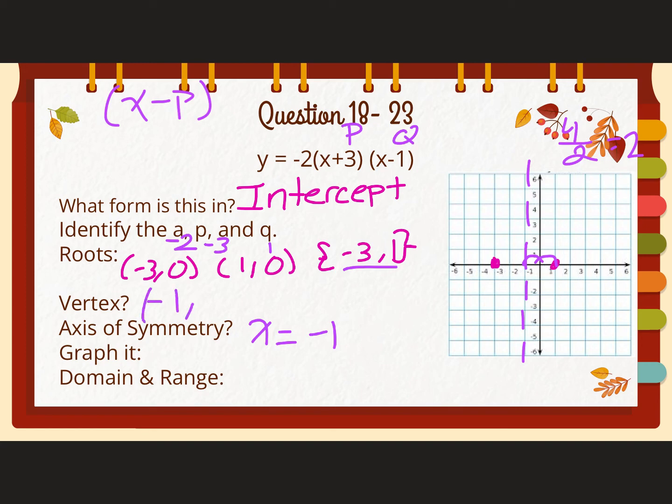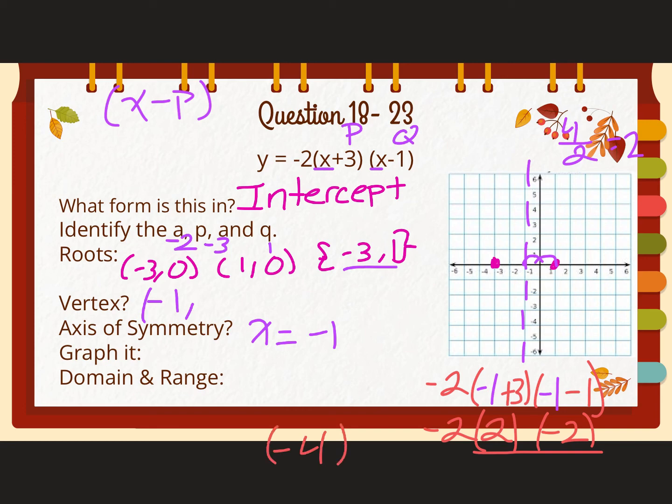Just like before, to find our y value, we are going to replace anywhere there's an x in that original equation with -1. Alright, so -1 plus 3 is going to give us a +2. Don't forget that -2 out front. -1 minus 1 gives us a -2. So let's deal with that first one at the end. 2 times -2 is -4. I'm going to do that work over here. And -4 times that -2 out front gives us a +8. So now we can plot that point. And that'll be somewhere down here.